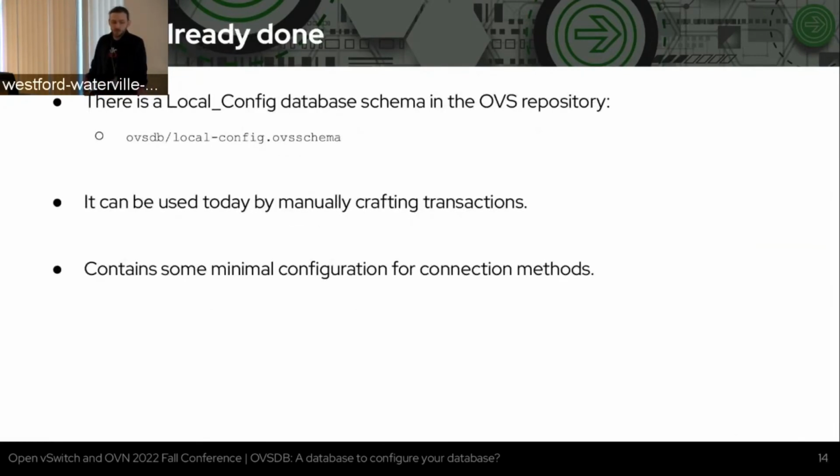So what we have already done is a local config OVS schema database in the repository. So it can be used. You can load this database into your existing server and configure every aspect. Well, not every aspect. It only supports connection methods right now, but all the different kinds of configurations can be added.